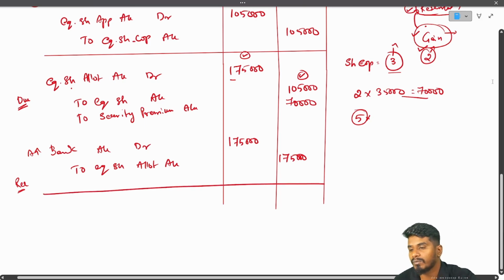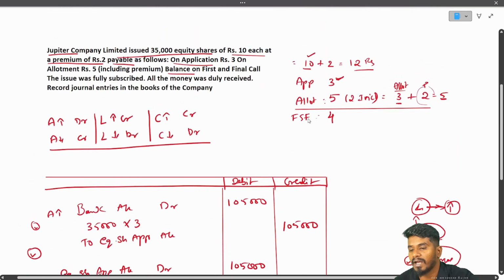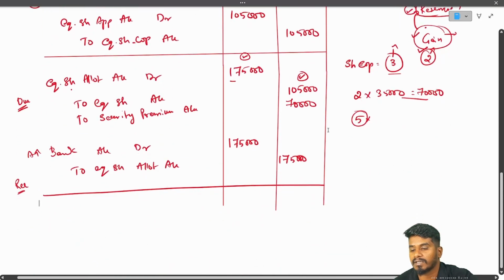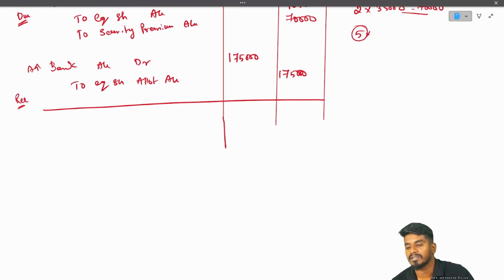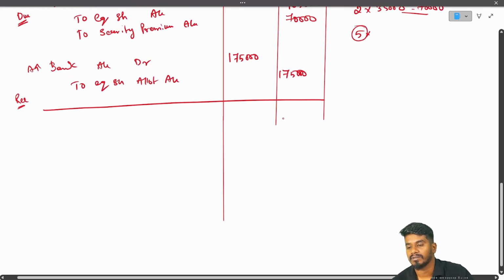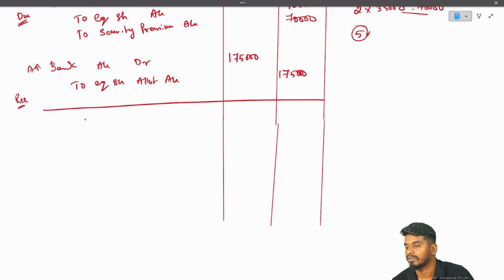So after allotment, what do we have? After allotment, we have the first and final call, which is 4 rupees, correct? 4 rupees per share we need to receive from the shareholders. So we will make it due, then we will receive. What is the entry for that?